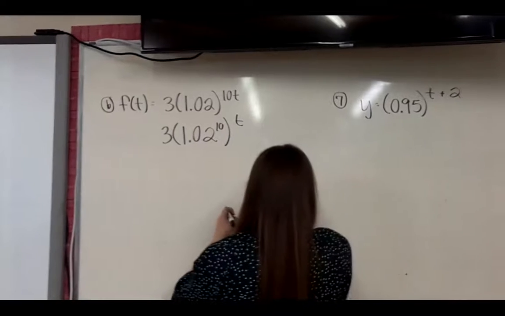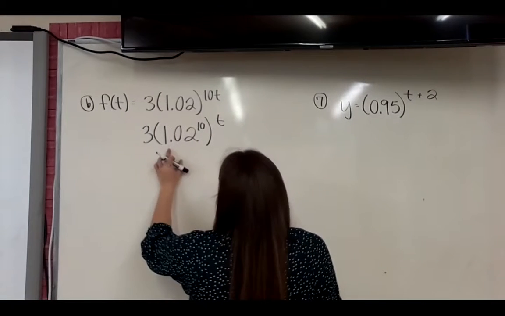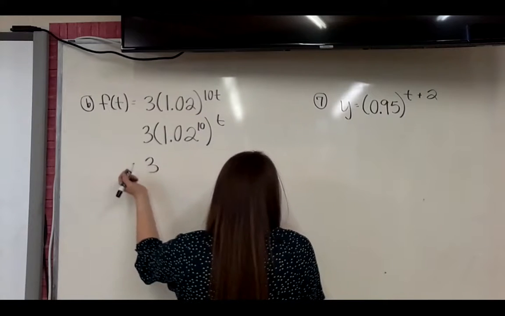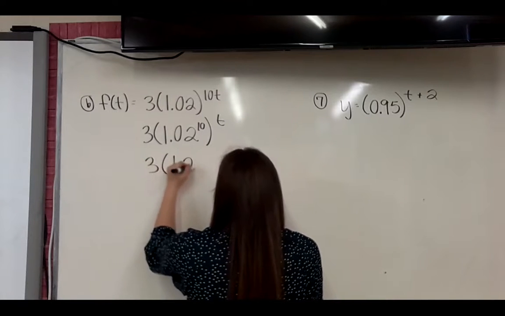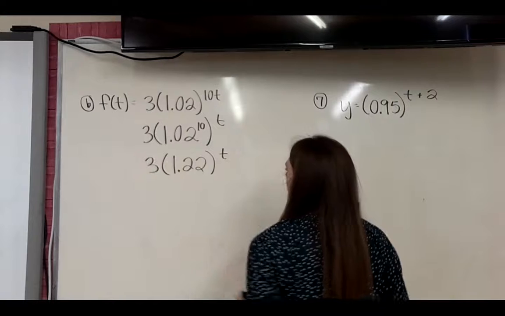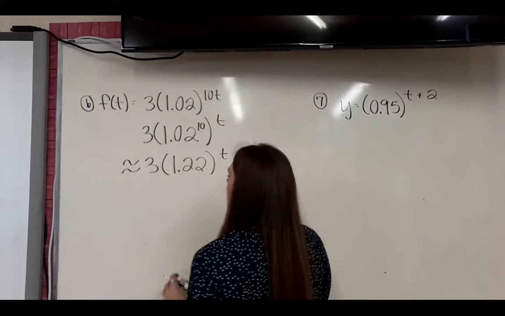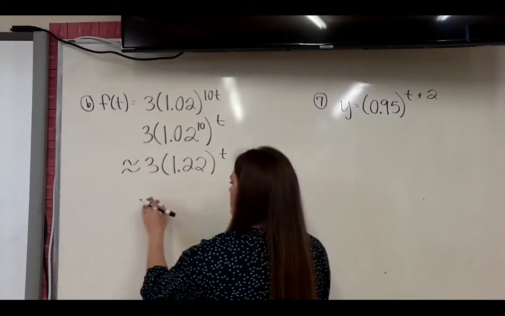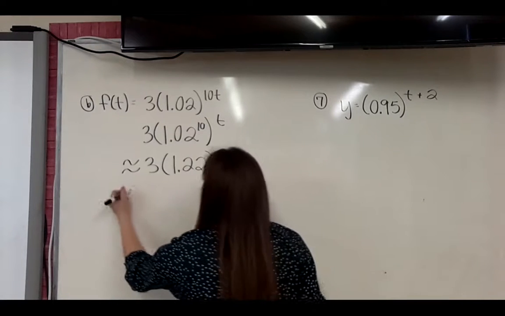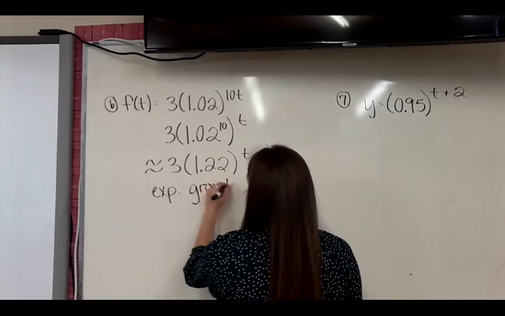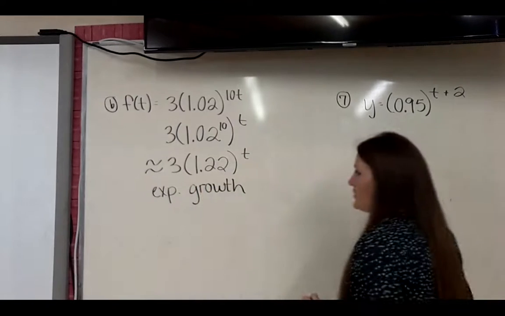So I went ahead and plugged this in the calculator. I can do 1.02 to the 10th power. I'm going to round it still. And 1.22 to the t power. If you notice this, I'm going to say approximate because I rounded. This is now in the right form. So we can determine, since it's greater than 1, that's exponential growth. And we can just leave it as that. That's all we had to do on that one.